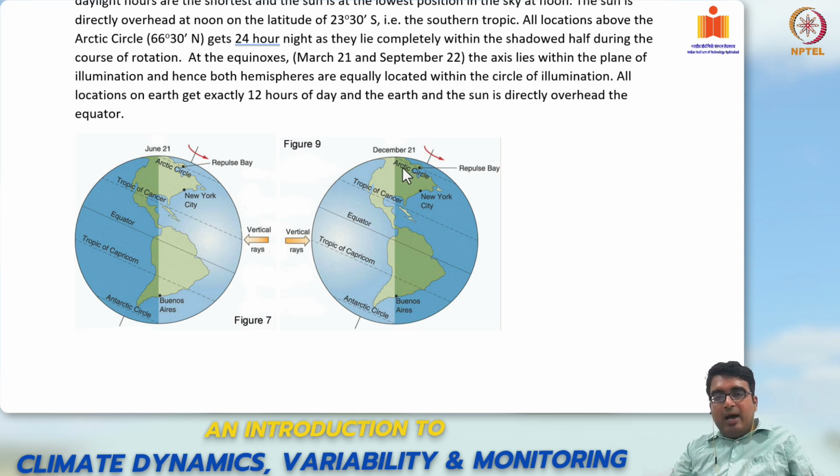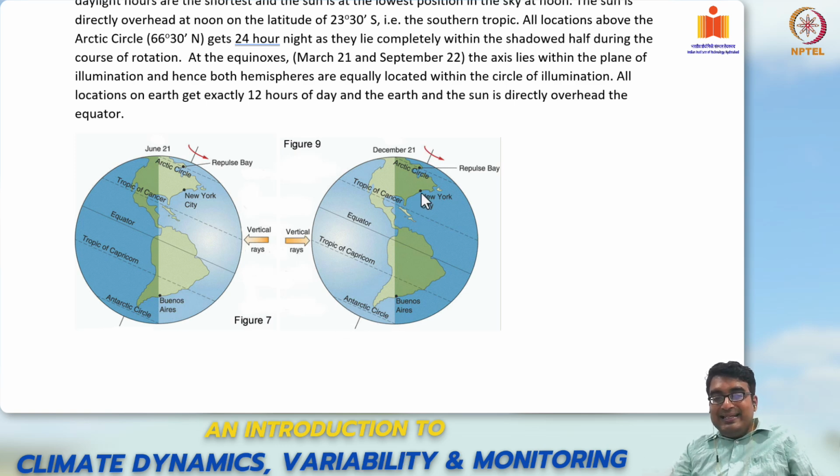Now every point beyond the Arctic Circle will have 24 hours of night, because it lies exclusively in the darkened half of Earth, whereas every point below the Antarctic Circle will have 24 hours of daylight, because every point lies in the illuminated half.